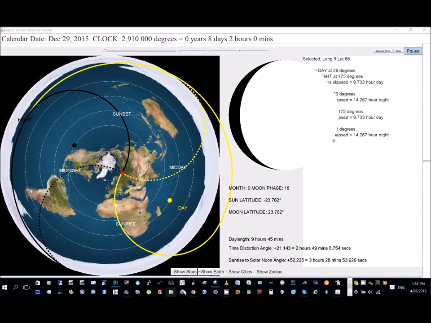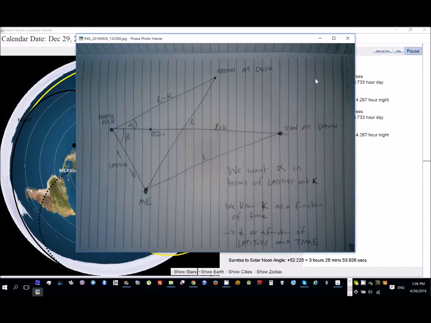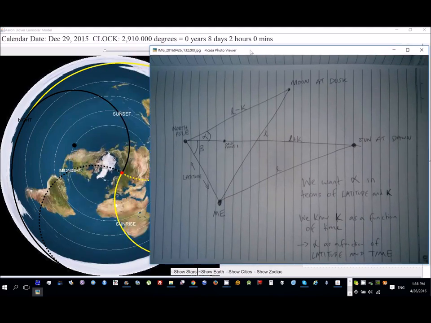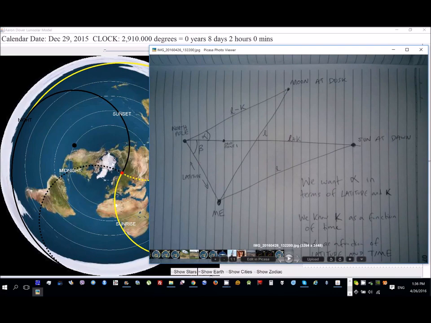So let me just get this open. I did a little hand-drawn crappy diagram, but I just want to give you an idea of what's going on. So this line here is where we have the sun at dawn. The sun is over here at dawn, and the North Pole is here. And somewhere here, there's the midpoint. I'll try and move it so you can see. So there's the red midpoint, and the North Pole's here, and the sun was over here.